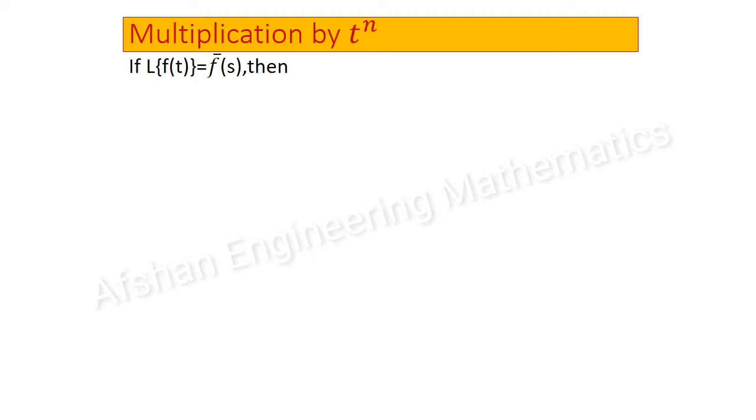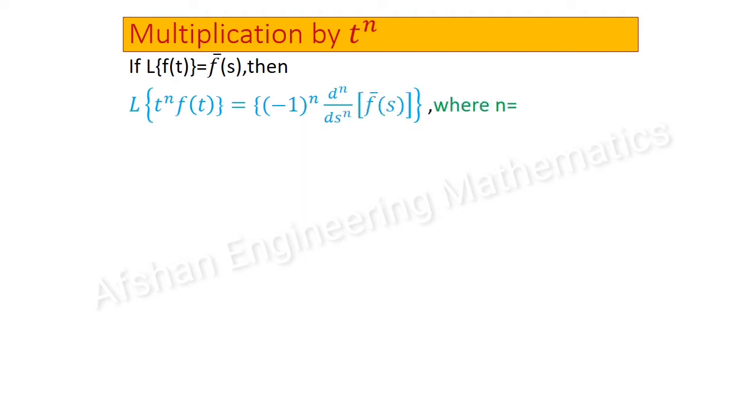Today's topic is multiplication by t to the power n. If Laplace transformation of f of t equals F dash s, then Laplace transformation of t to the power n f of t equals minus 1 to the power n, nth time differentiation of F dash s, where the value of n may be 1, 2, 3 and so on.